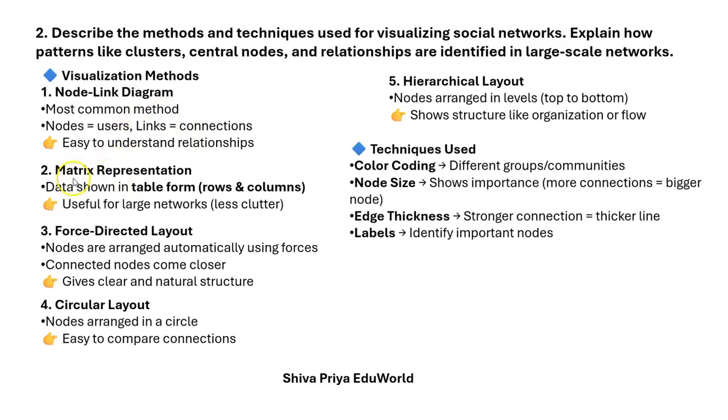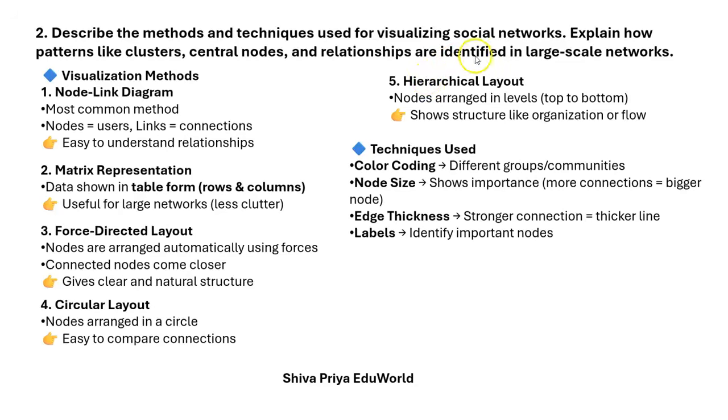And the matrix representation. Here, data is shown in table format, that is rows and columns, and it is useful for large networks because there will be less clutter. We can easily identify the data. Force-directed layout: nodes are arranged automatically using forces, and connected nodes come closer. It gives a clear and natural structure. That's why it is very simple. And circular layout: nodes are arranged in a circle. The name itself says it, and it is easy to compare connections as well.